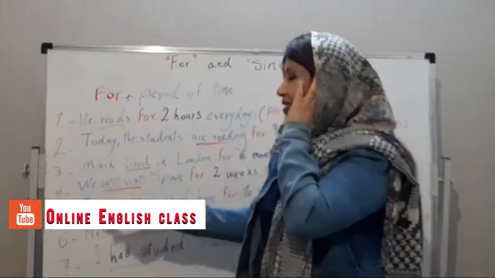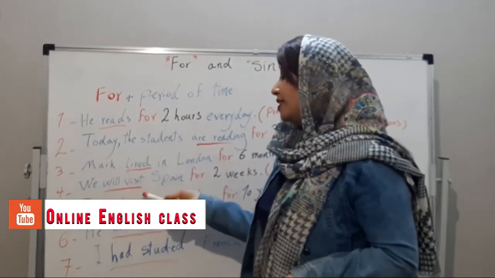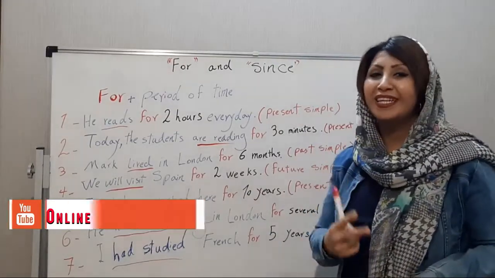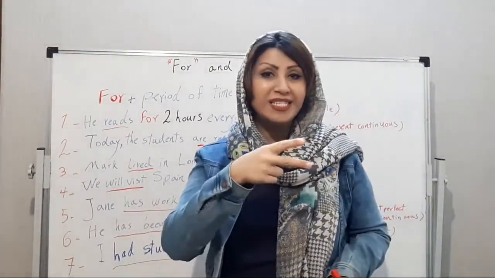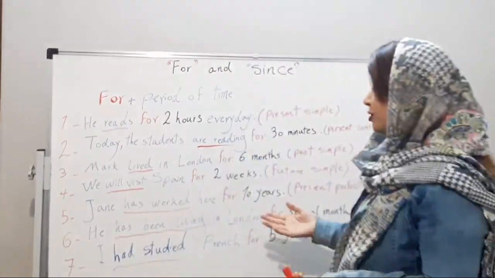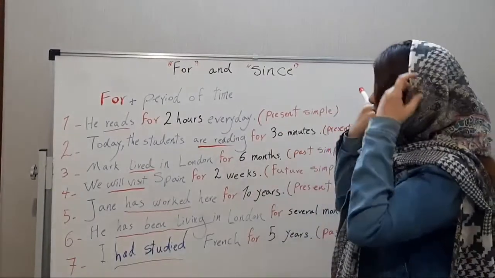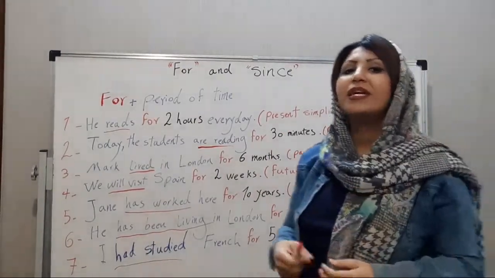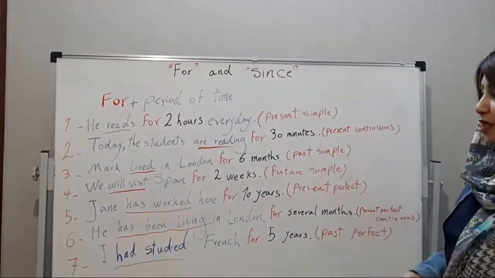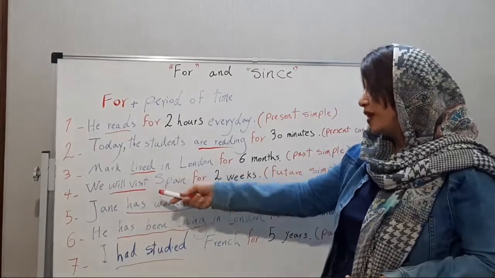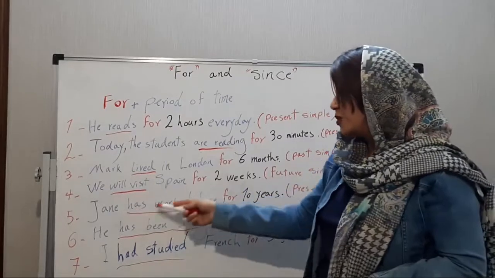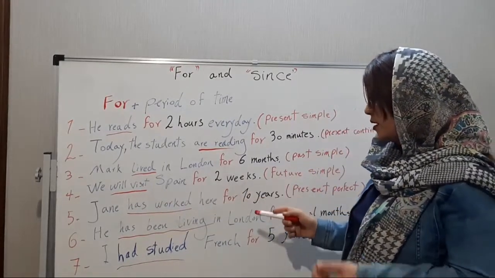Now the next example: we will visit Spain for 2 weeks. Here again we have 2 weeks and it shows a duration, a period of time. And what is the verb here? Will visit, and it is future simple. And here, the next example: Jane has worked here for 10 years.